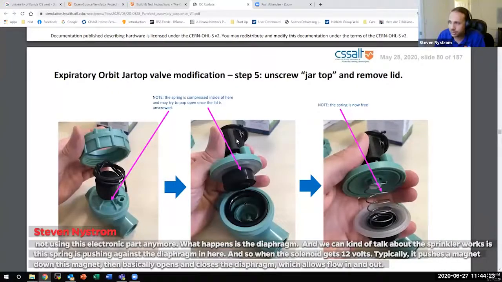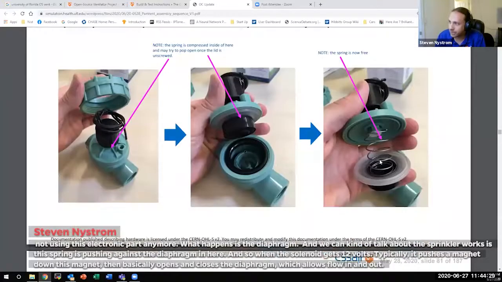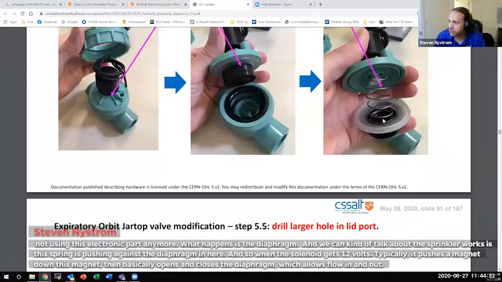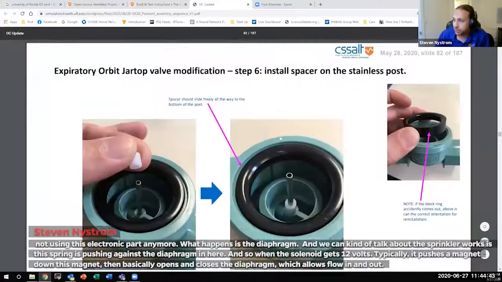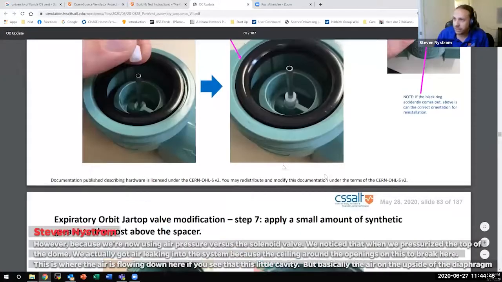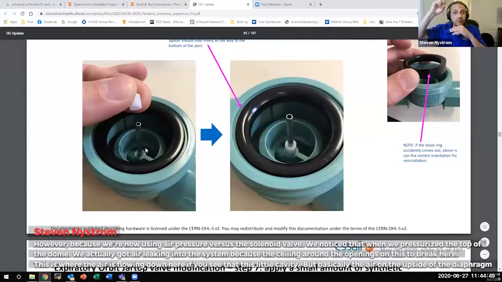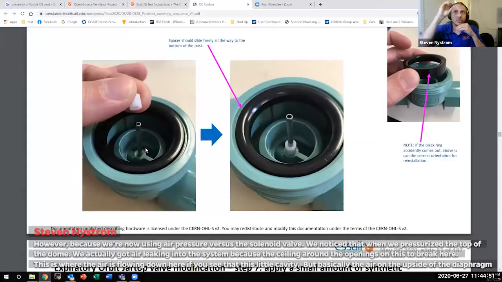But since we're not using this electronic part anymore, what happens is the diaphragm, and we can talk about how the sprinkler works, is this spring is pushing against the diaphragm in here. And so when the solenoid gets 12 volts, typically it pushes a magnet down. This magnet then basically opens and closes the diaphragm, which allows flow in and out. However, because we're now using air pressure versus the solenoid valve, we noticed that when we pressurize the top of the dome, we actually got air leaking into the system because of the sealing around the O-rings on this tube right here. This is where the air is flowing down here, if you see this little cavity.